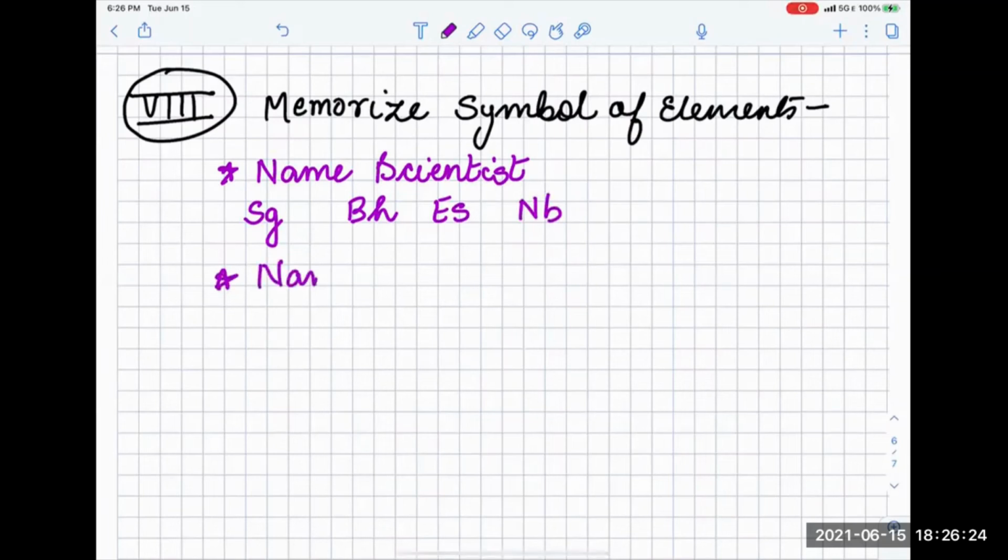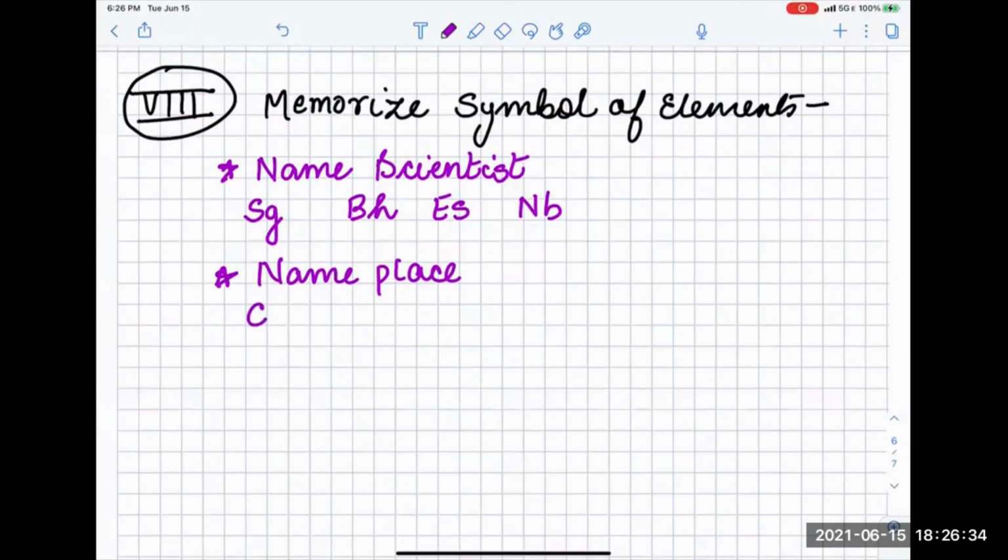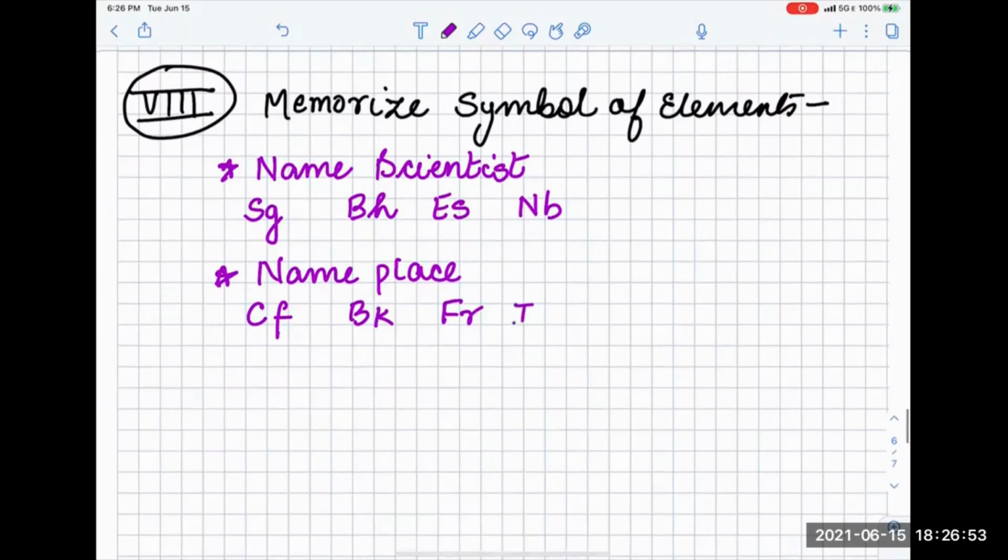Then there are the names of the places. That's another easy way of remembering. For example, Californium, Cf, after California. Berkelium is Bk. Francium, after France. And then some of the other ones are like Indium, after India. Like that.